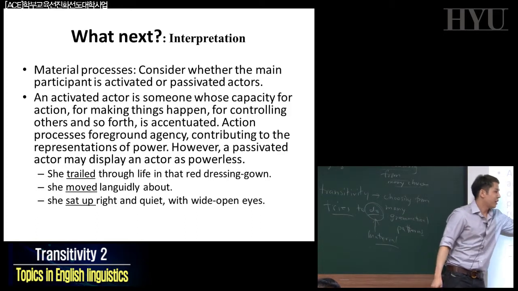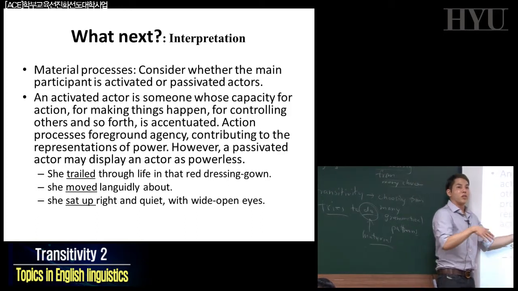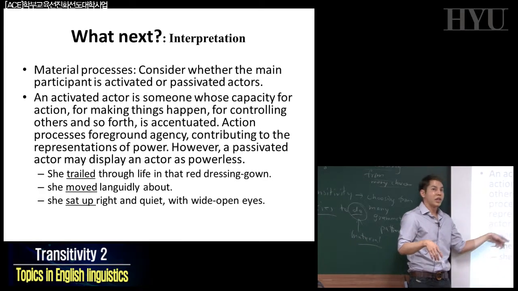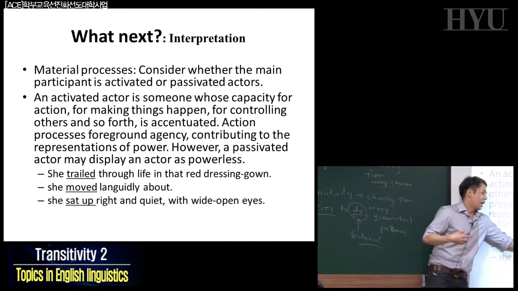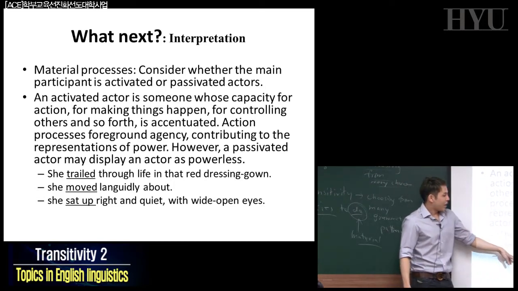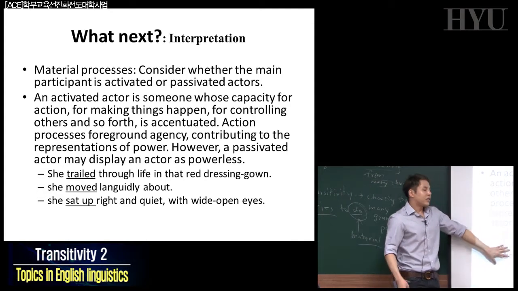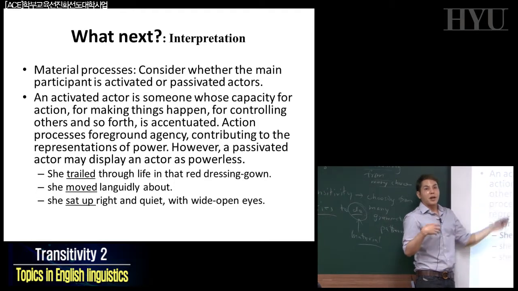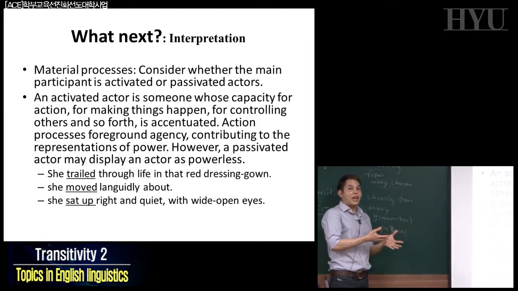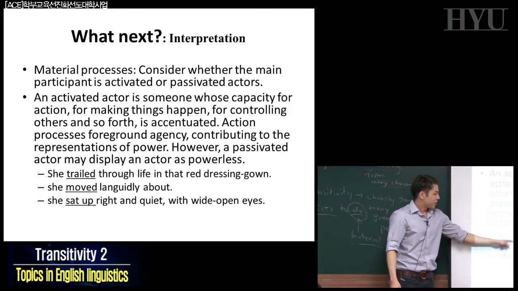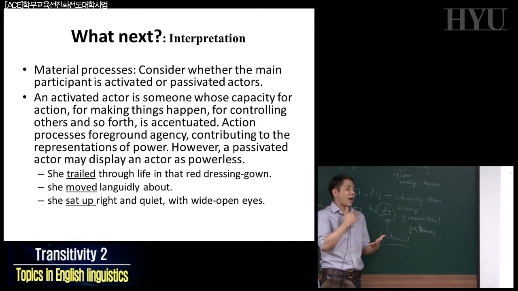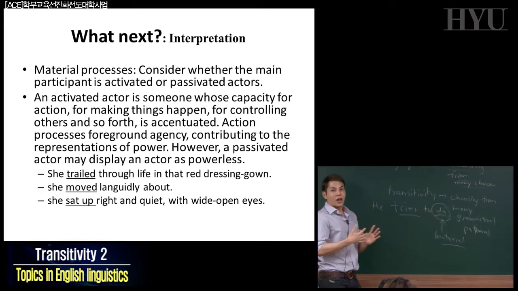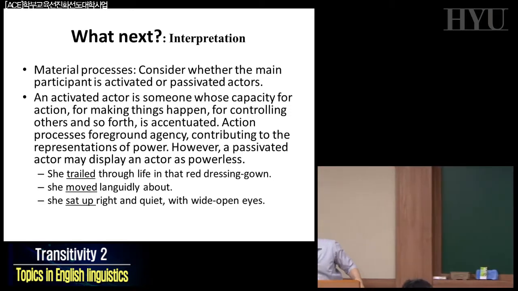She trailed through life in that red dressing gown, moving slowly, moving slowly. So material, she moved languidly about without any kind of energy, languidly, right? And she sat upright and quiet with wide open eyes. So these are material processes, but the actor is not an activated actor, but a passivated actor. So your interpretation could be that the actor here, she, is a passivated actor, and she doesn't have a lot of power. Okay? So that's one interpretation.